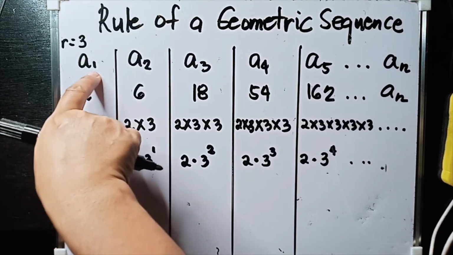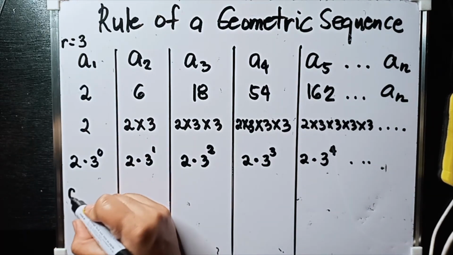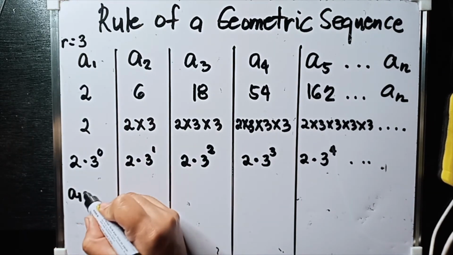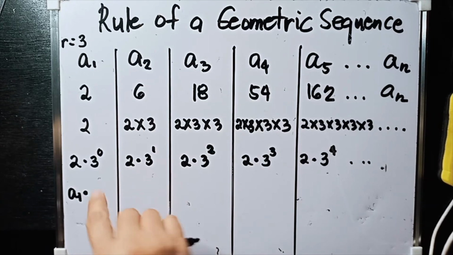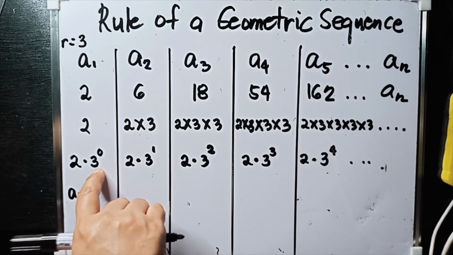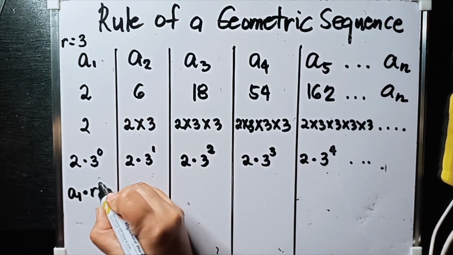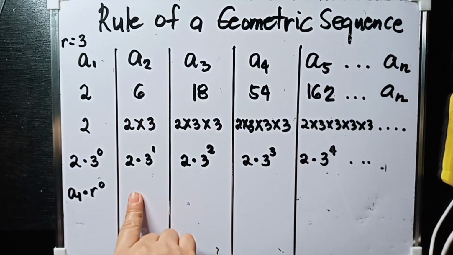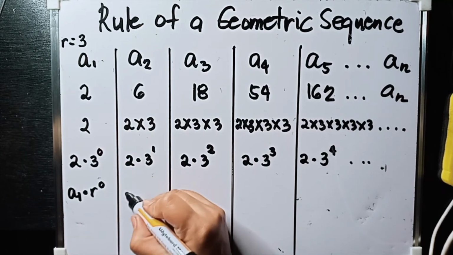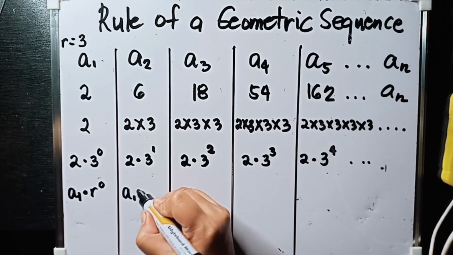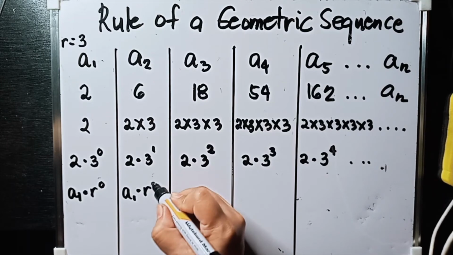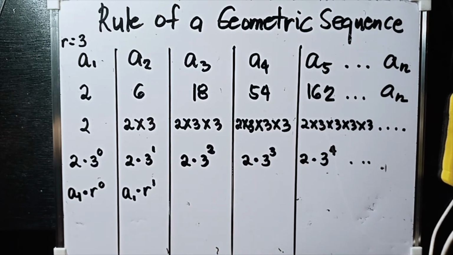2 here is our first term. So, let us substitute. First term times R, where 3 here is our R, or the common ratio. It means that R is raised to 0. Okay, for the second term, first term times common ratio raised to the first power.